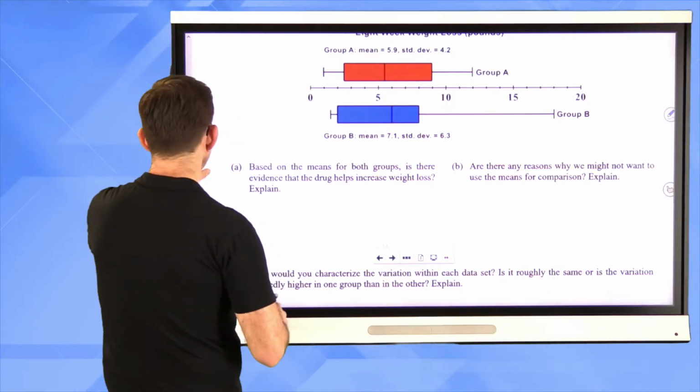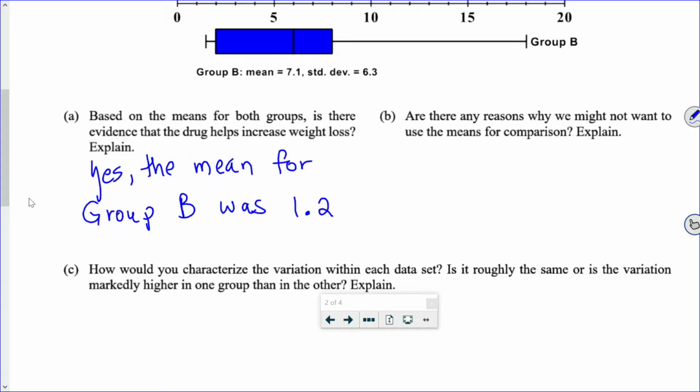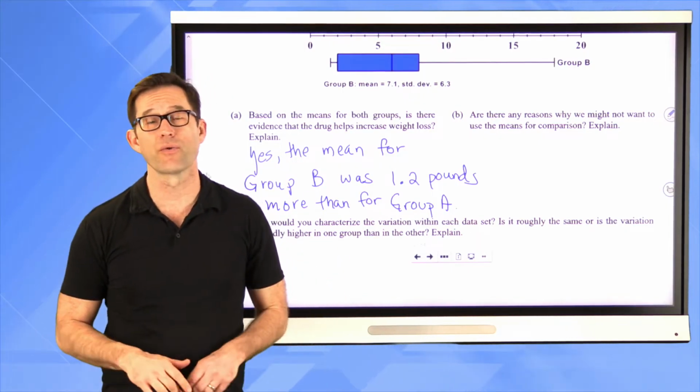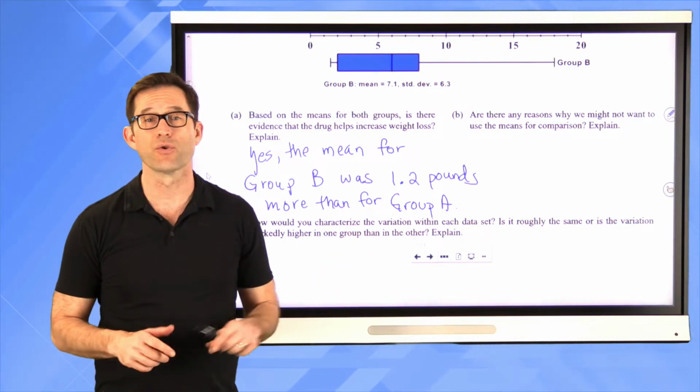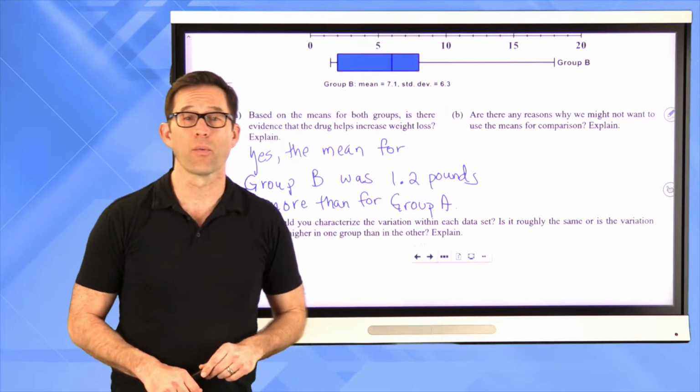So yes, the mean for Group B was 1.2 pounds more than for Group A. So at the end of the day, if I was just comparing these two groups and all I knew were the means, and they said the average weight loss for this group who took the drug was 7.1 pounds, and the average weight loss for this group that didn't take the drug was 5.9 pounds, I would say, all right, yeah. On average, people in this group lost more weight than people in the other group.